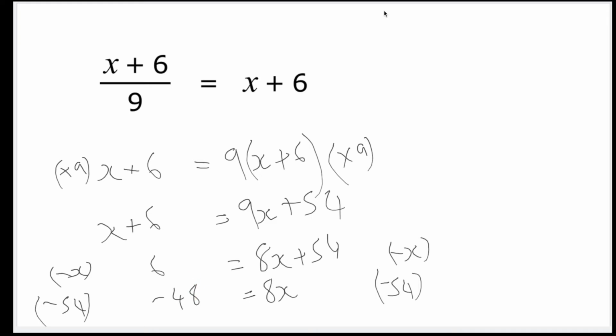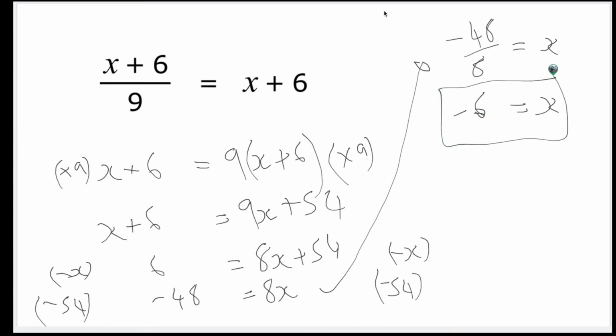I'm going to go up here. And I need to divide both sides by 8 because I don't want 8x, I want a single x. When I evaluate that, it's important you see I get minus 6 because it's a negative value.